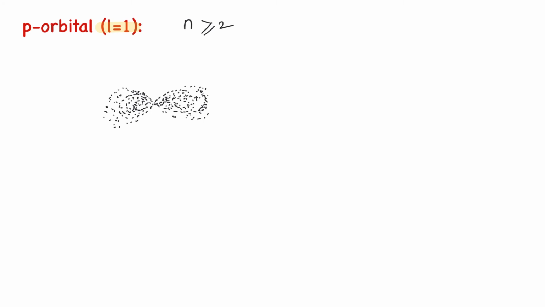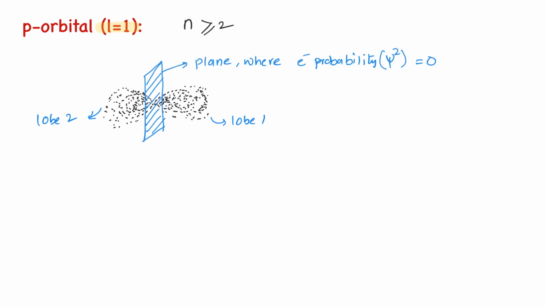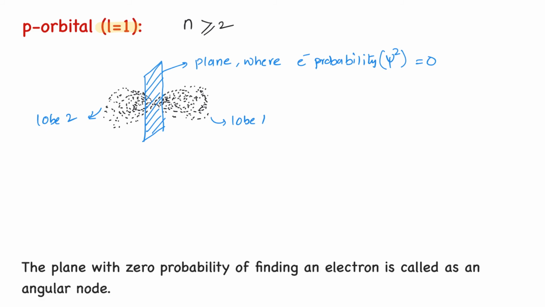The electron density is distributed in two regions of high probability. We call these regions lobes. These two lobes are separated by a plane where the probability of finding an electron is 0. The plane with 0 probability of finding an electron is called an angular node. Now, this is different than that of the radial node. The radial node is spherical in shape and the angular node is a plane.